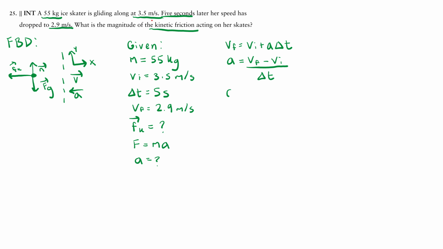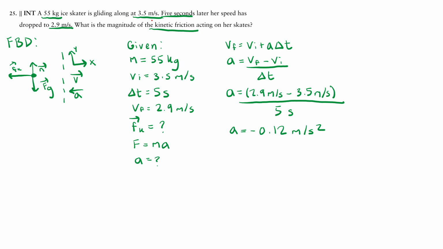And if we put in the numbers that we have, it will be 2.9 meters per second minus 3.5 meters per second over 5 seconds. That gives us an acceleration of negative 0.12 meters per second squared. Alright, and then we can use this to find the force of kinetic friction.